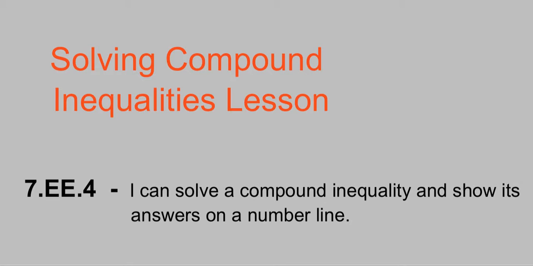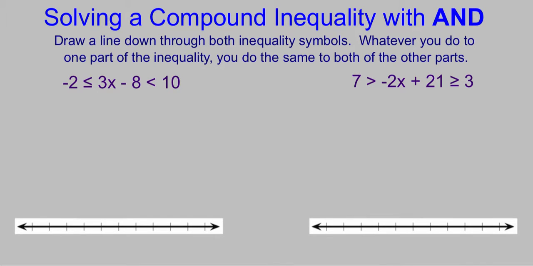So there are two types of compound inequalities, an "and" and an "or". This first one is going to be an "and" inequality. Basically what's going to happen is we've got our x, but two things are happening. This 3x minus 8 is greater than or equal to negative 2, but it's less than 10. So it's falling somewhere in between there. There's two different requirements to it.